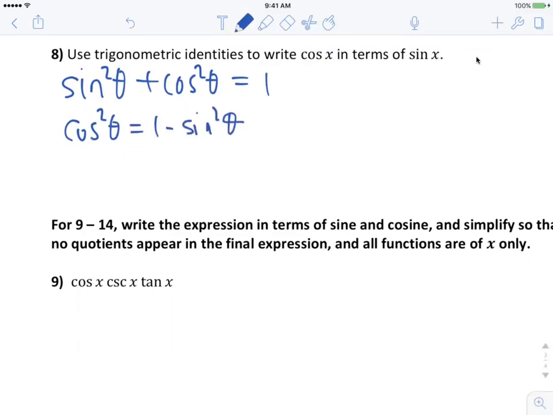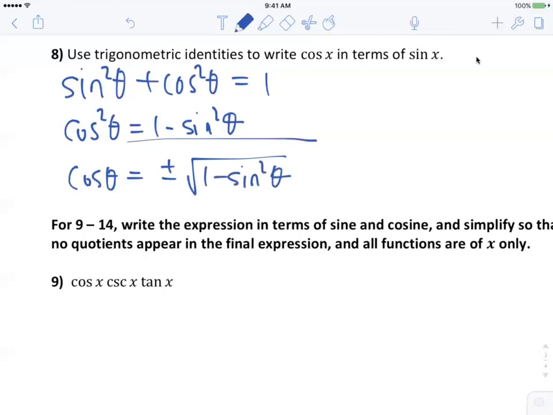And then I need to get rid of that square on the cosine, which is just square root both sides. So cosine theta. Anytime you square root both sides, you got to throw a plus minus. That rule from algebra. The whole thing, and then that's it. So there will be cosine expressed in terms of sine. So really it's all algebra. You're just doing algebra with trigonometric variables.